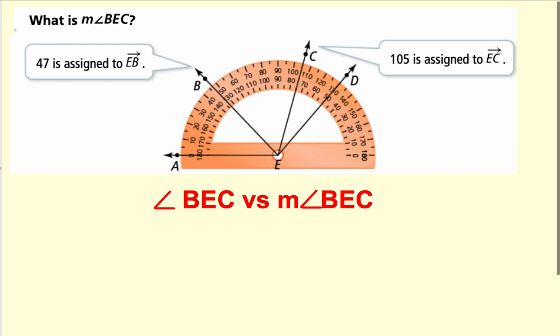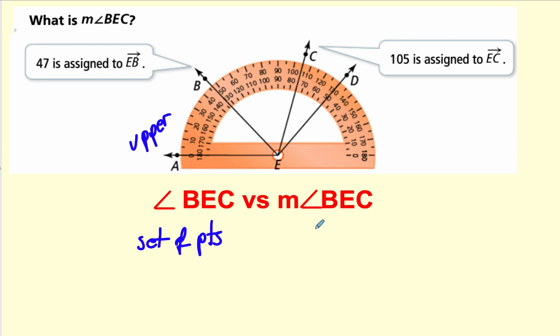Let's take a look at this situation. We're going to be reading the upper protractor measurements, not the lower one. So if we read the upper ones, this is assigned to 47, and this is assigned to 105. Now angle BEC is a set of points. But if I want to know how wide the angle is opening, I'm looking for its measure, very similar to line segments when we were looking at distances.